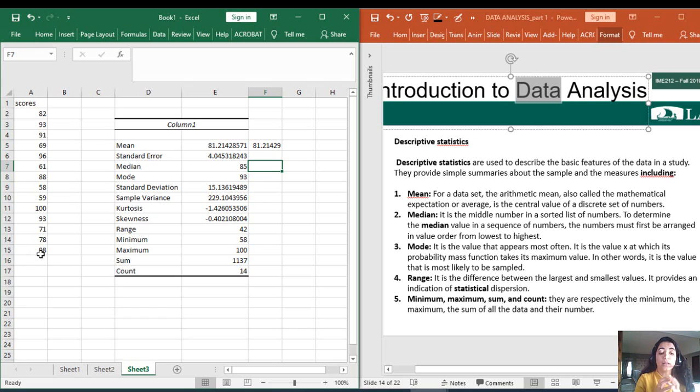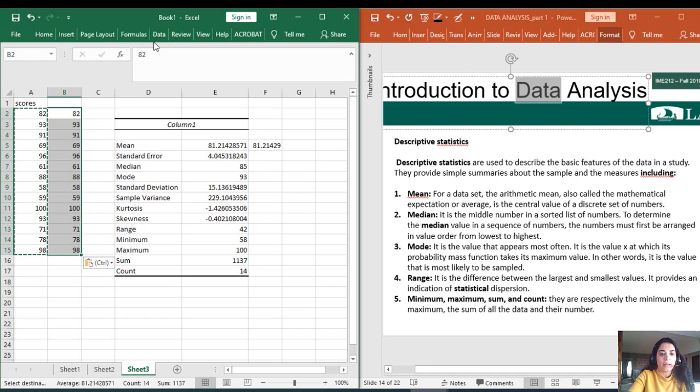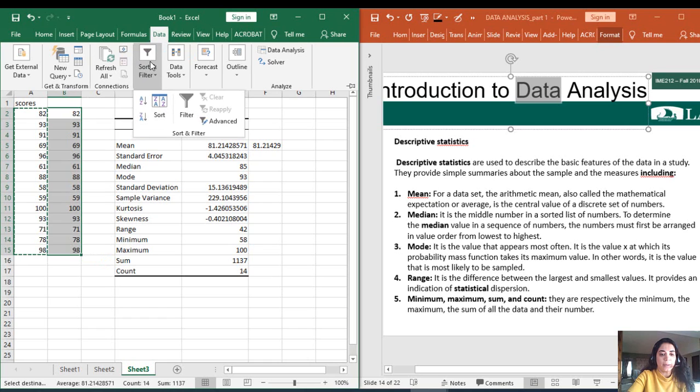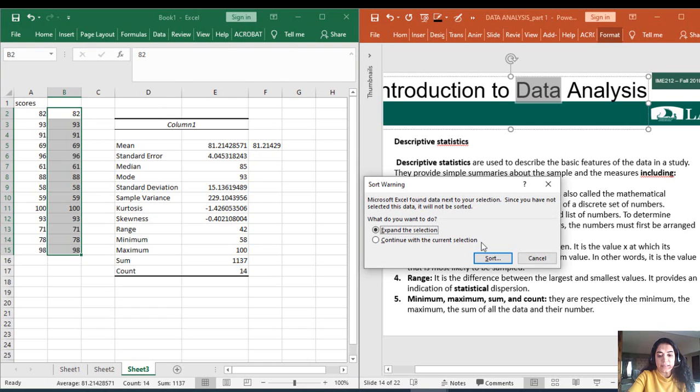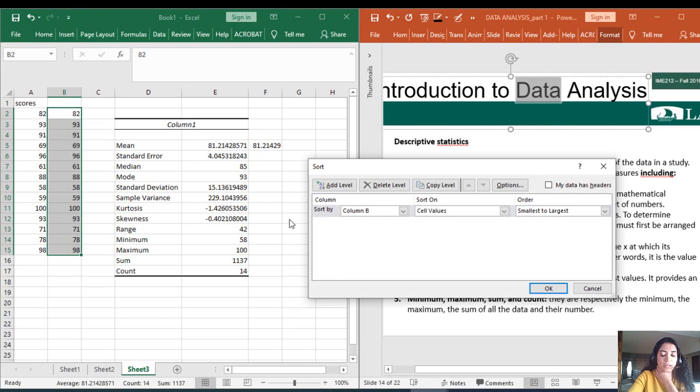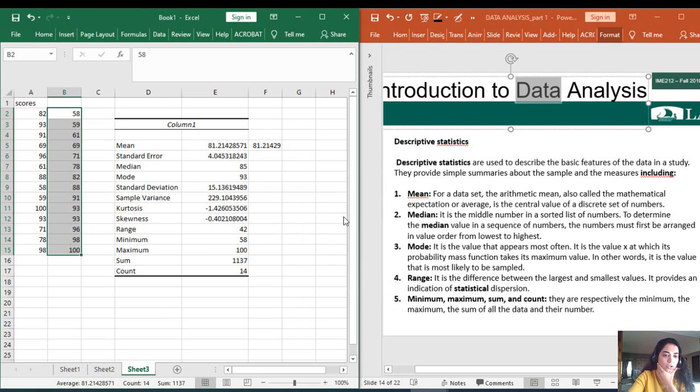What about the median? The median is basically the middle number in a sorted list of numbers. So in order to find, guys, what the median is, I have to sort these numbers. So I'm going to copy them into another column and then click on Data and then sort them. Continue with the current selection, and I'm going to sort them from the smallest to the largest. So as you can see, guys, this is how I can sort the numbers in Excel.